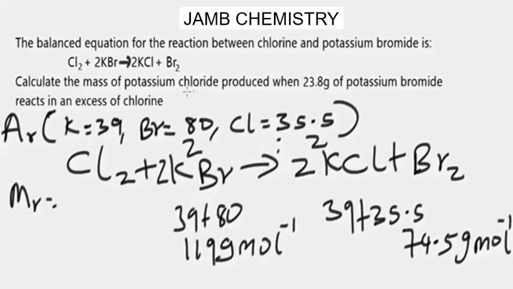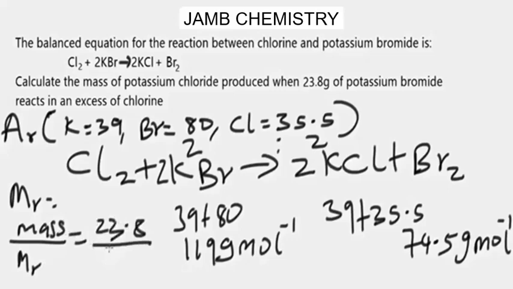Alright, now you have to calculate the mass of potassium chloride produced when 23.8 grams of potassium bromide reacts in excess of chlorine. So to find the number of moles of potassium bromide in 23.8 grams, remember that the formula for calculating number of moles is mass over relative formula mass, or molar mass. So it's going to give us 23.8 divided by the molar mass of potassium bromide, which is 119. So let me punch this in the calculator.